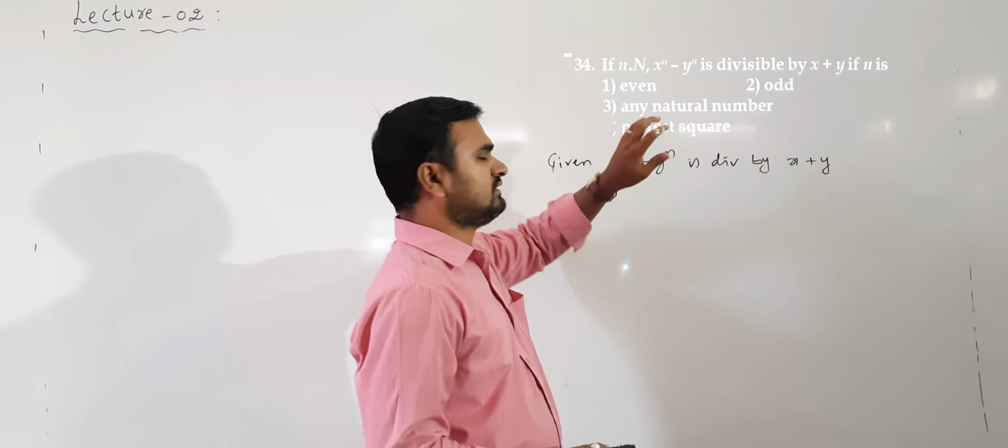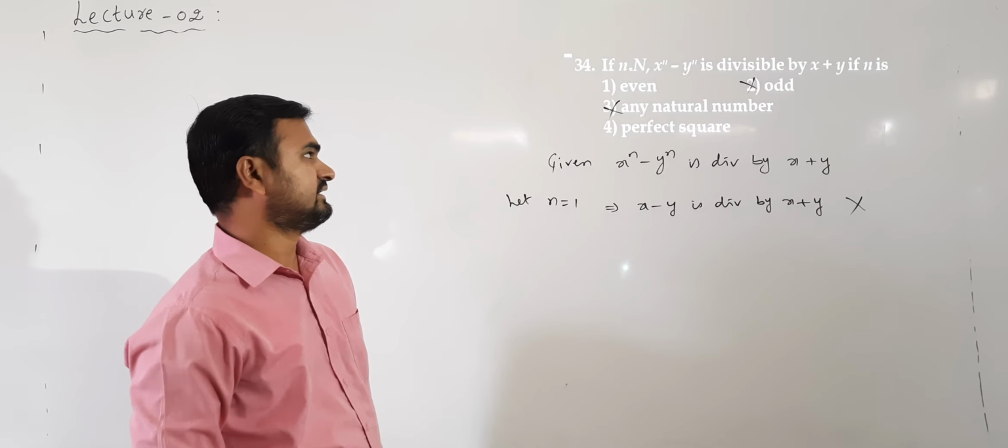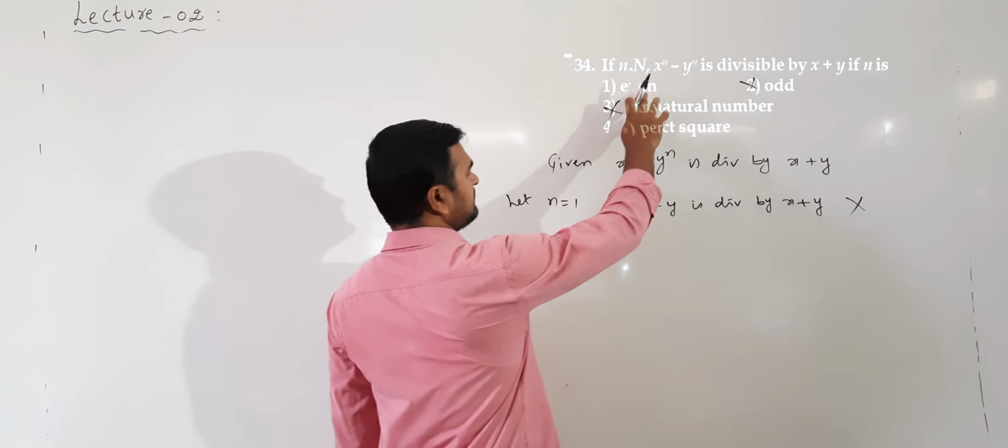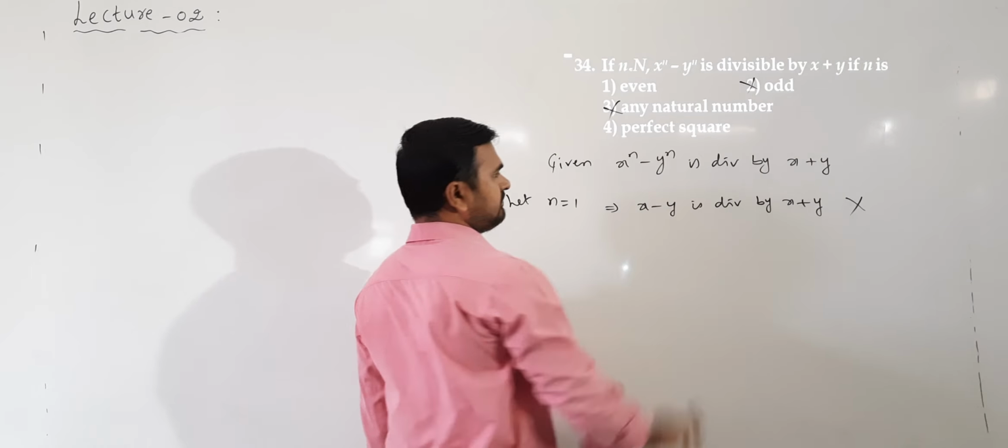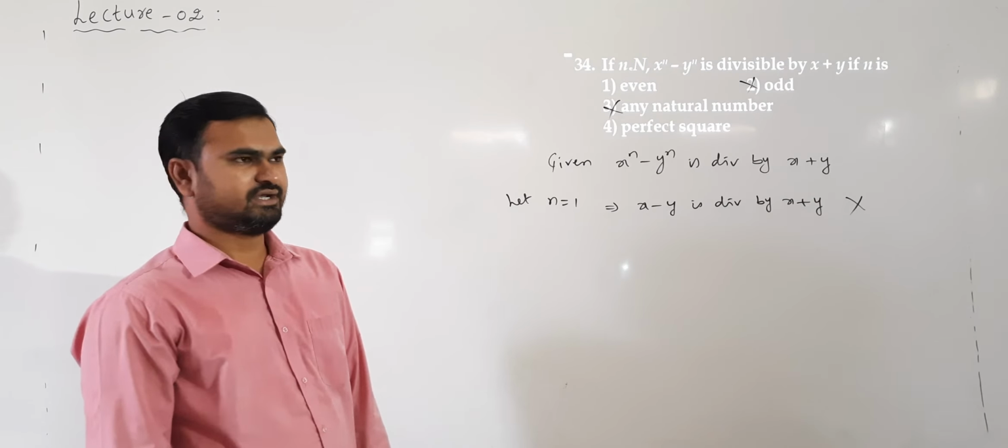We can eliminate the second option. Okay, second option is eliminated. And any natural number, we cannot take 1. Third option is eliminated. So the remaining options are even or perfect square. So which option can we take?